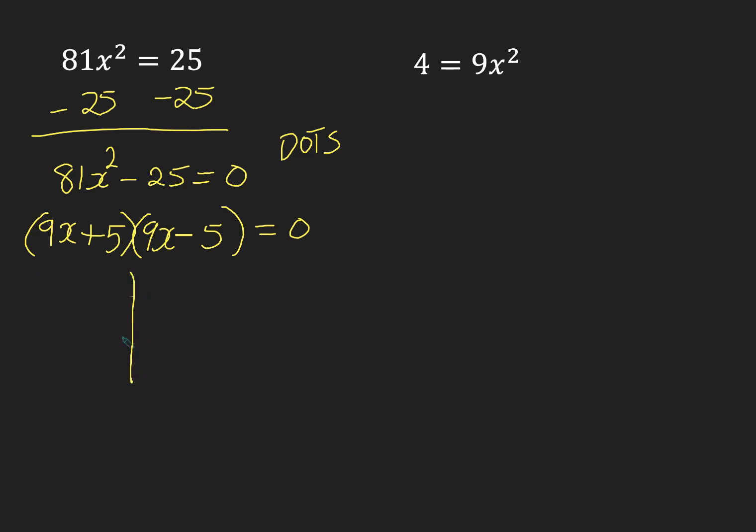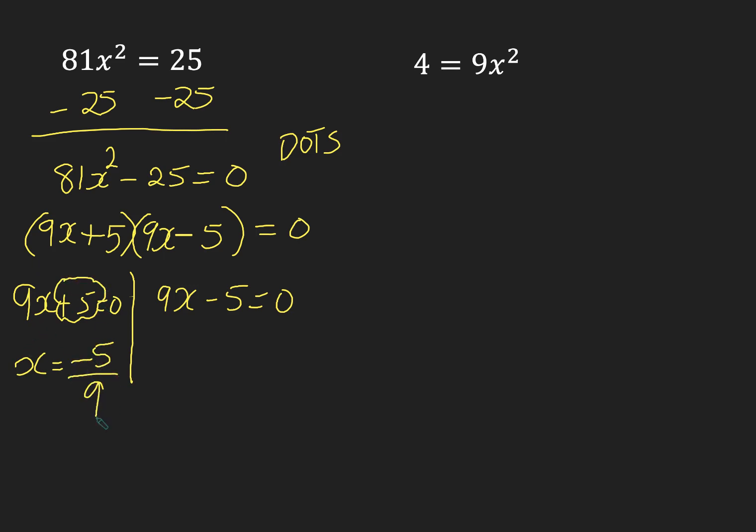And then from here, you have 9x plus 5 equals 0. And 9x minus 5 equals 0. And remember that process I just did? I'm going to write x equals. So notice this is positive 5. So that will be minus 5 over, and there's my denominator 9. And then I'm going to write x equals. Again, I look here. This is a negative 5. So it'll be the opposite, positive 5 over 9. And you're finished.